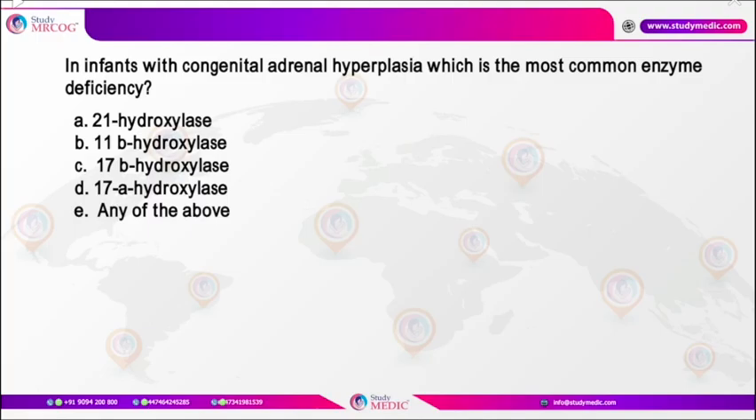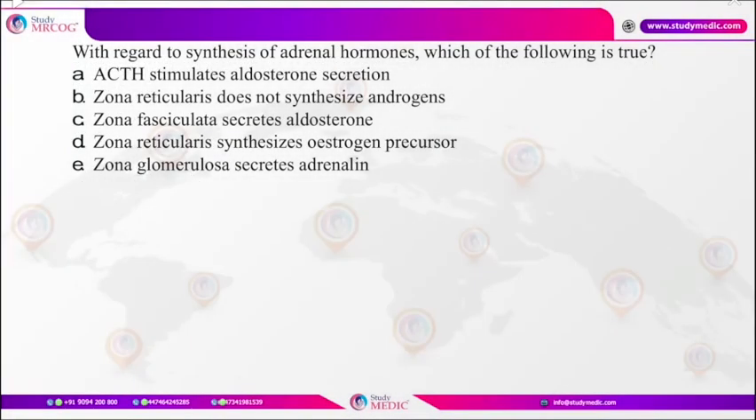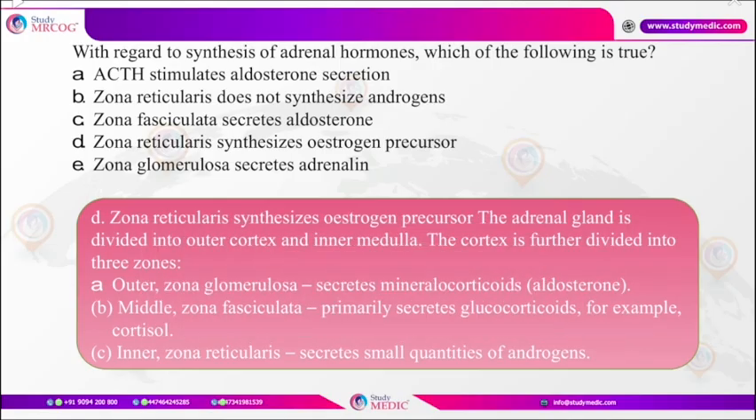Coming to the end of the session, there are very important questions that we will quickly have a look at. I understand that the champions are good enough to answer these questions. The first question: in infants with congenital adrenal hyperplasia, which is the most common enzyme deficiency? Come on, champs, put your answers into the chat box. Wonderful, it's 21 hydroxylase. With regard to the synthesis of adrenal hormones, which of the following is true? I expect your answers in the chat box. And the answer is zona reticularis.